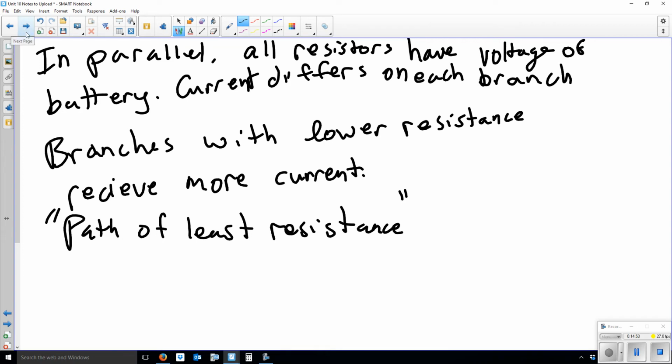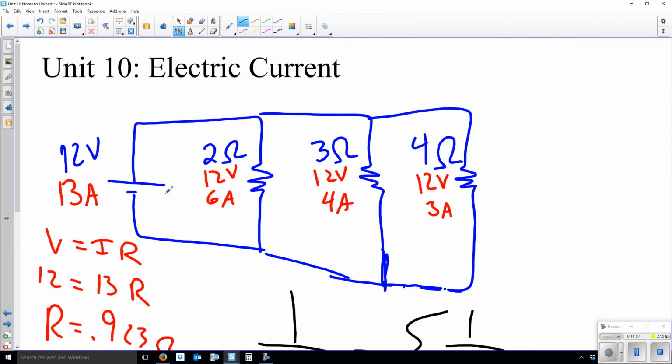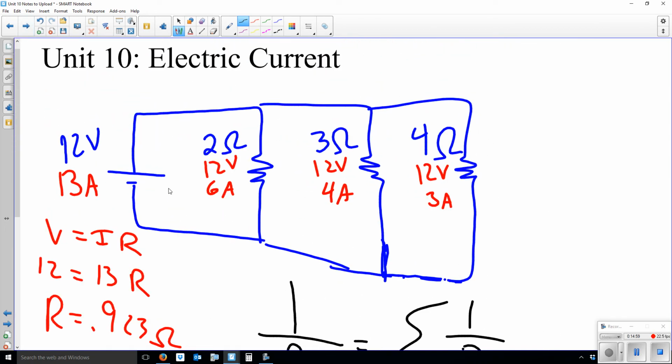A couple examples again, we've done plenty in class. We know straight away that all of these must be 12 volts. If we know the resistances, then we can calculate the currents going through them as well. And the current of the entire battery has to add up here.